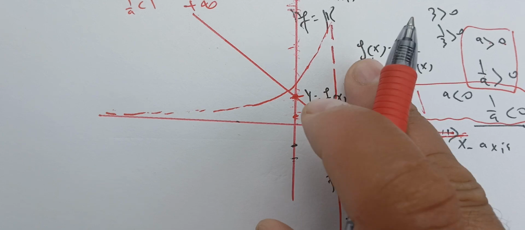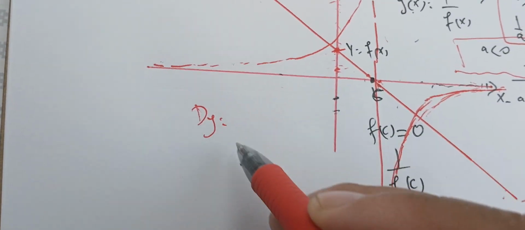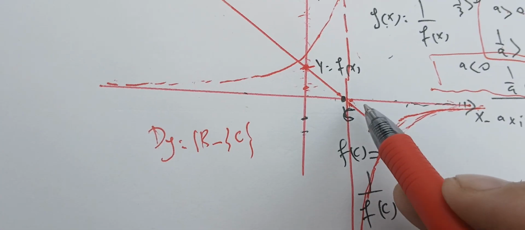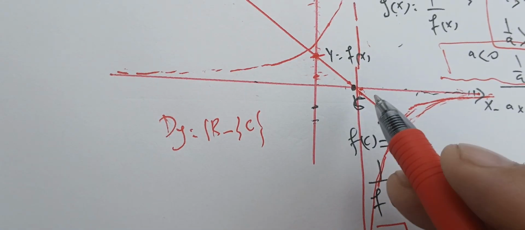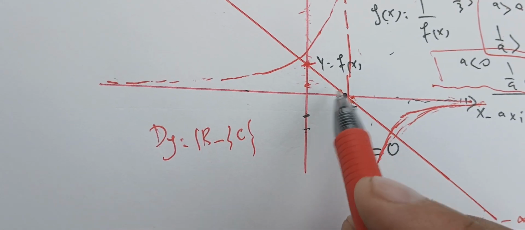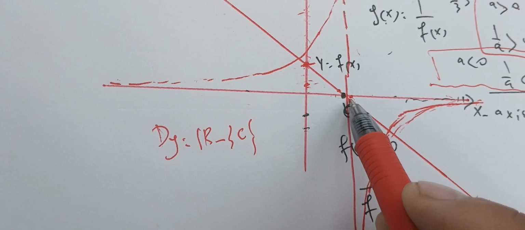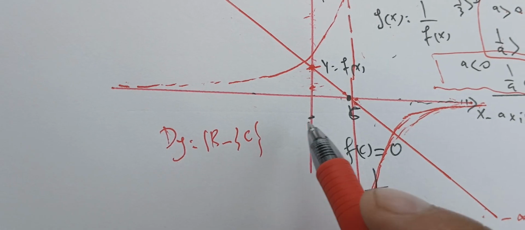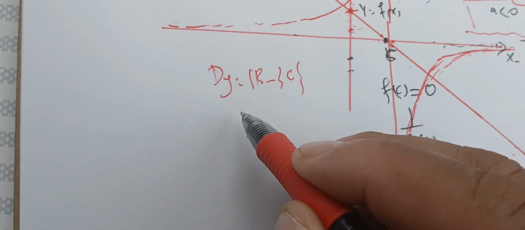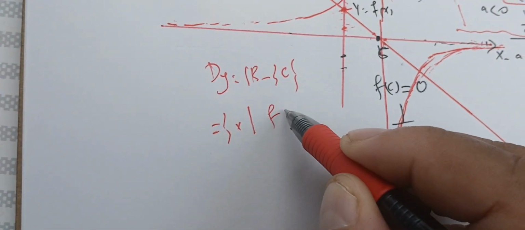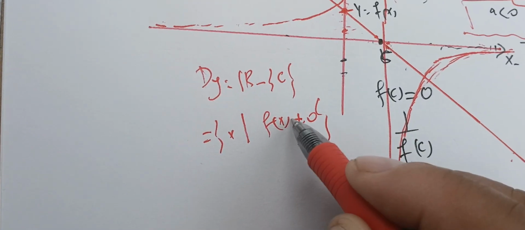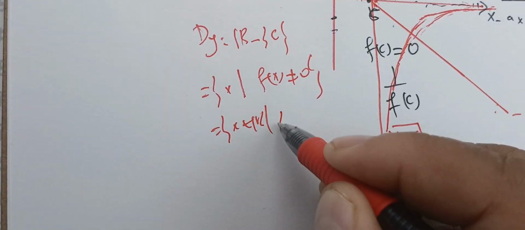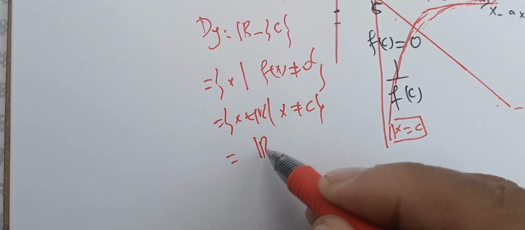Okay, the domain. I forgot the domain of g. The domain of g is R minus c. It's defined everywhere except where f is 0, because we don't want to divide by 0. It can also be written as the set of x such that f of x is different from 0, which is when x is different from c. So this is the x's in R such that x is different from c, and this is R minus c.